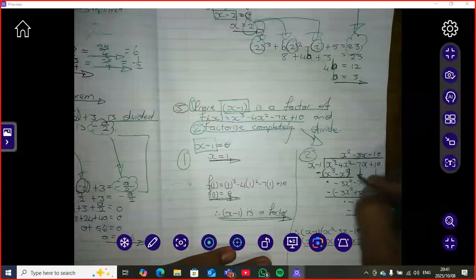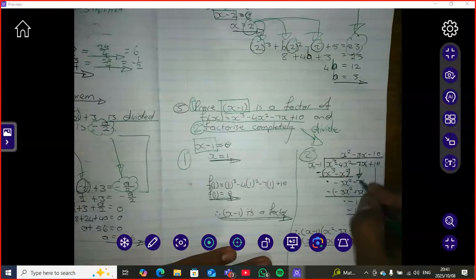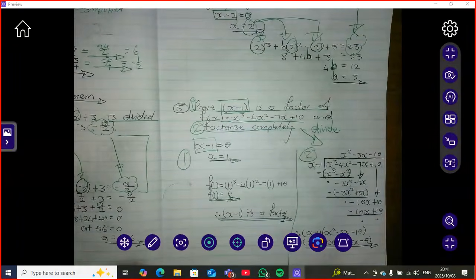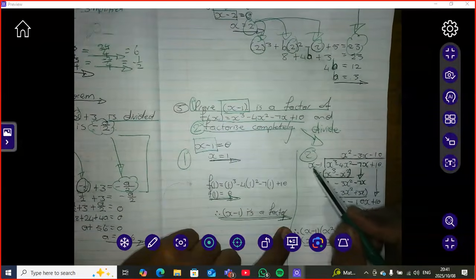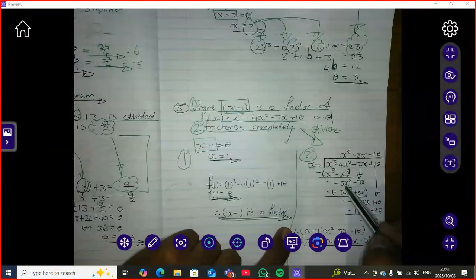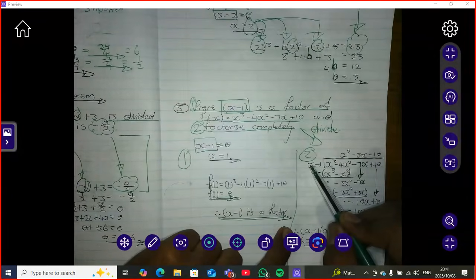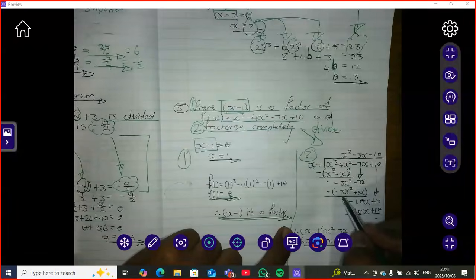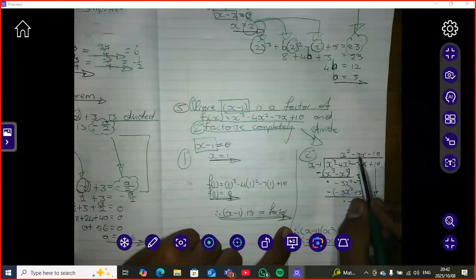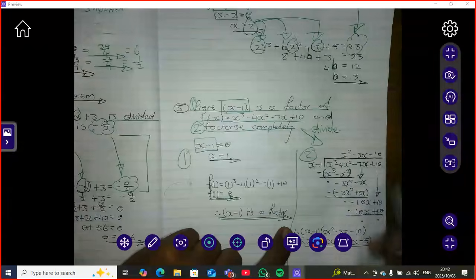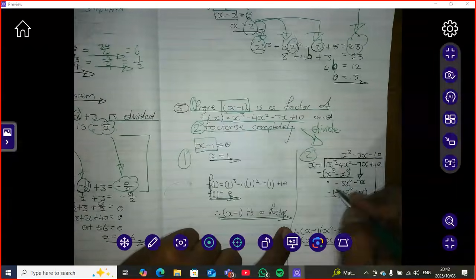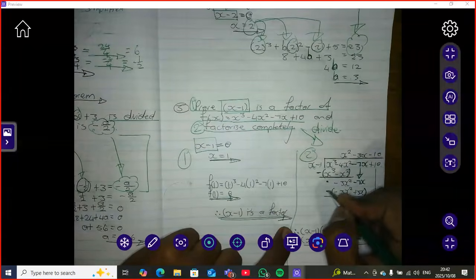Then I bring down this negative 7x. I do the same thing again. I say x divided into negative 3x squared gives me negative 3x. Negative 3x times x gives me negative 3x squared. Negative 3x times negative 1 gives me a positive 3x. In brackets and subtract now.